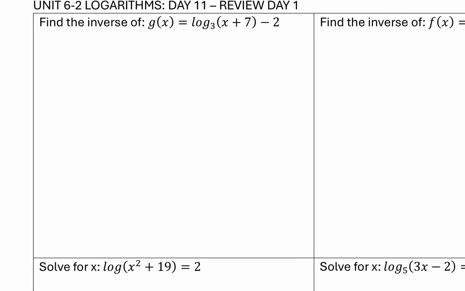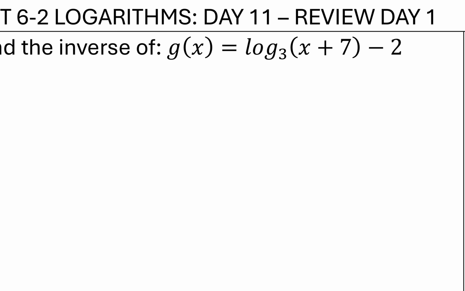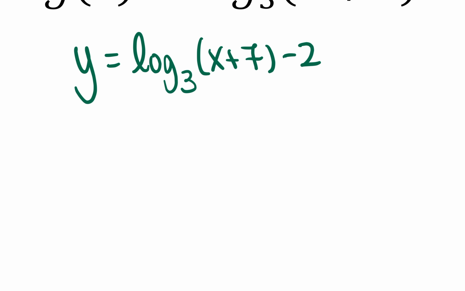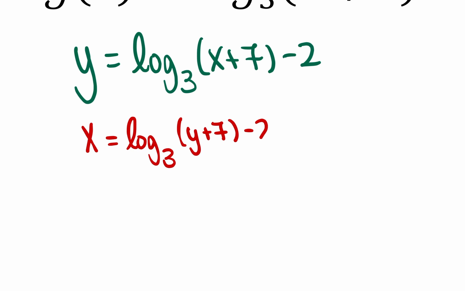Okay, in order to find the inverse of this log function, my first step is to rewrite g of x to be y. So I have y equals log base 3 of x plus 7 minus 2. My second step is to then switch x and y. So now I have x is equal to log base 3 of y plus 7 minus 2.